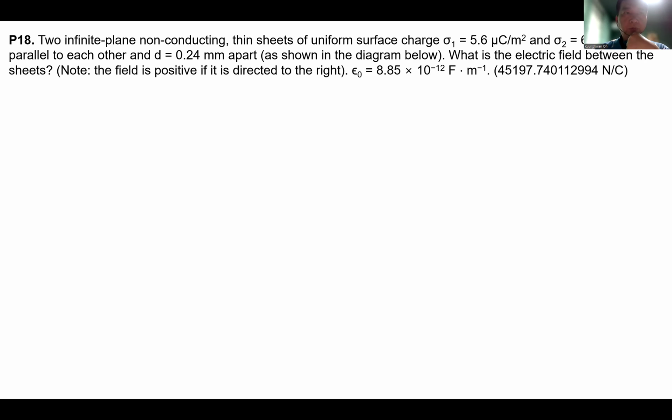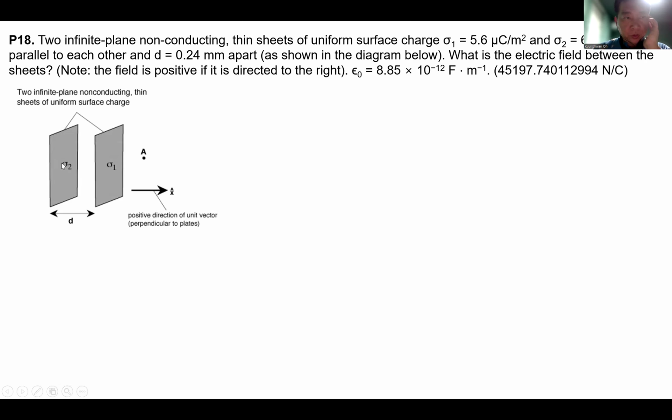Now we'll move on to problem 18. In this case, we are talking about non-conducting sheets with a uniform surface charge. So we have two non-conducting sheets with the surface charge of sigma 1 and sigma 2.